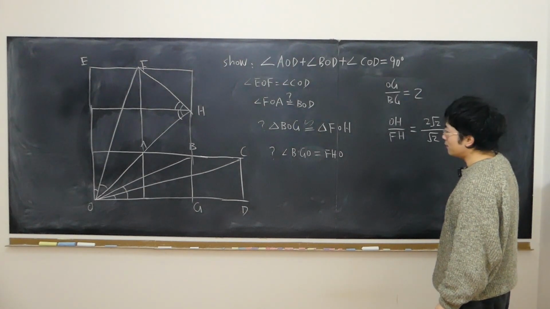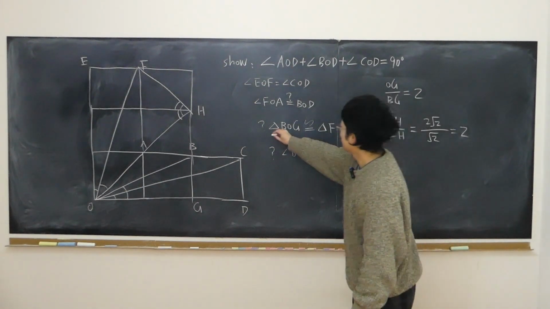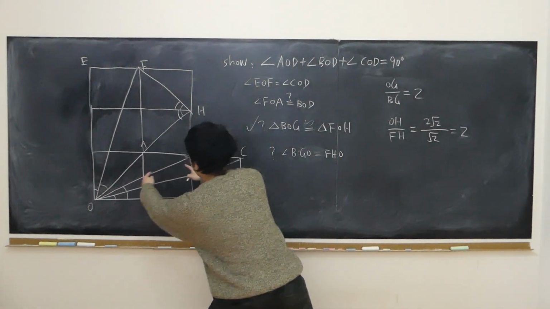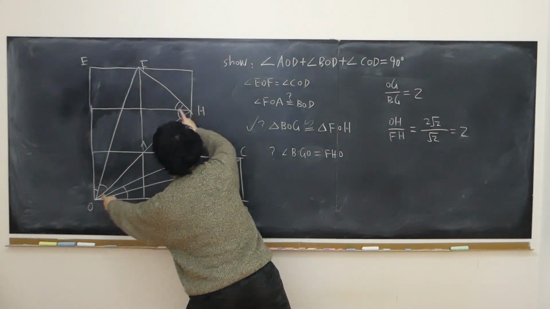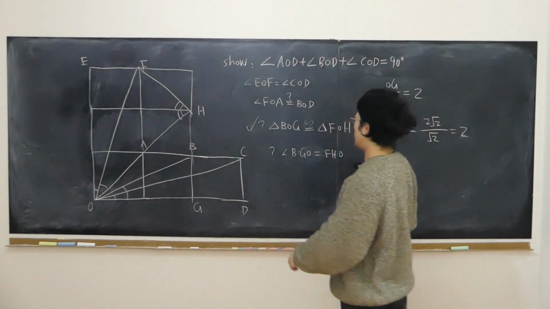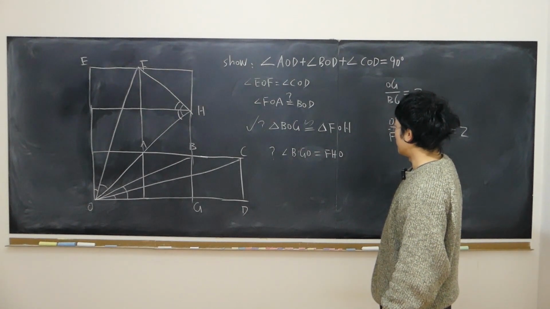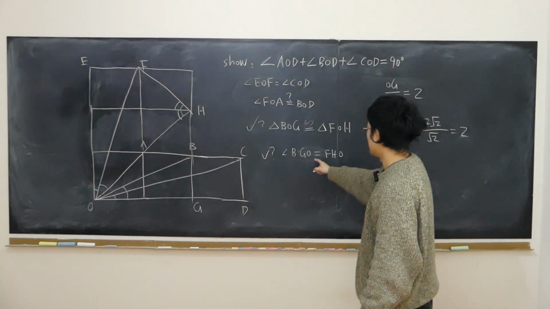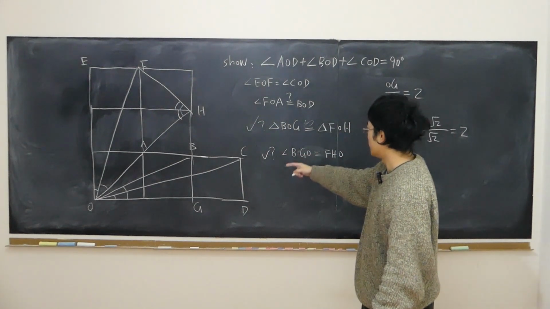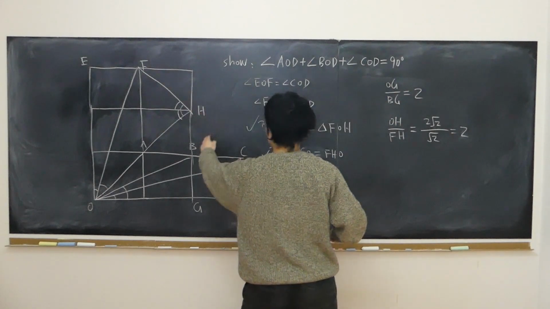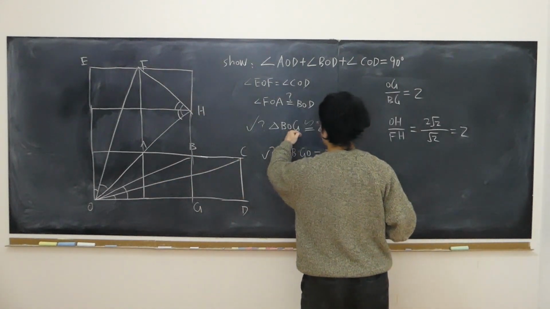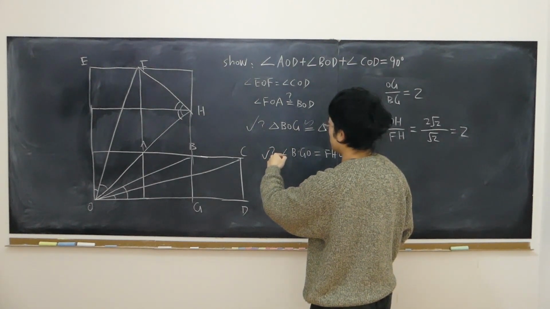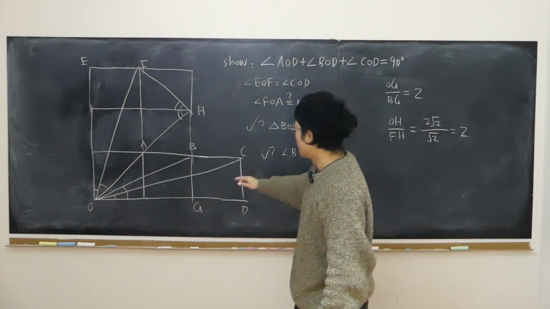So that means really, this triangle and that triangle, BOG and FOH, are similar triangles. And I've previously also shown that those two angles are the same, 90 degrees, FHO, and so this is fine. So that means I'm done, because now I've shown that these triangles are similar.